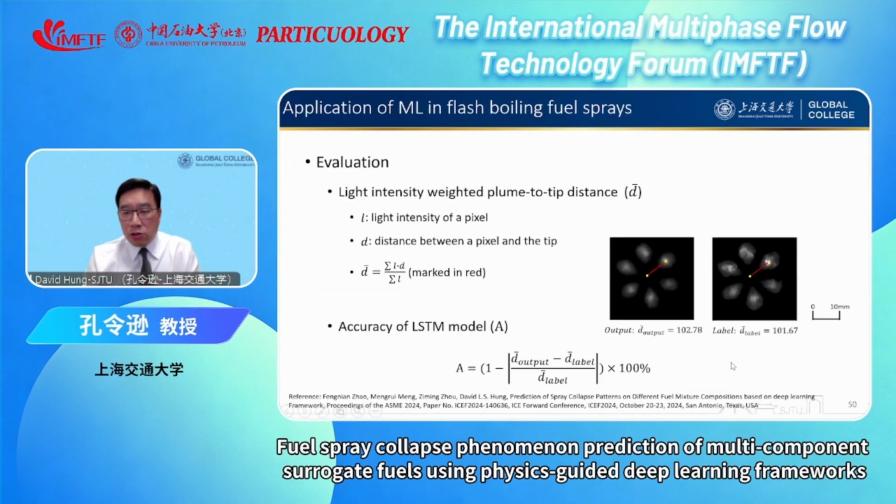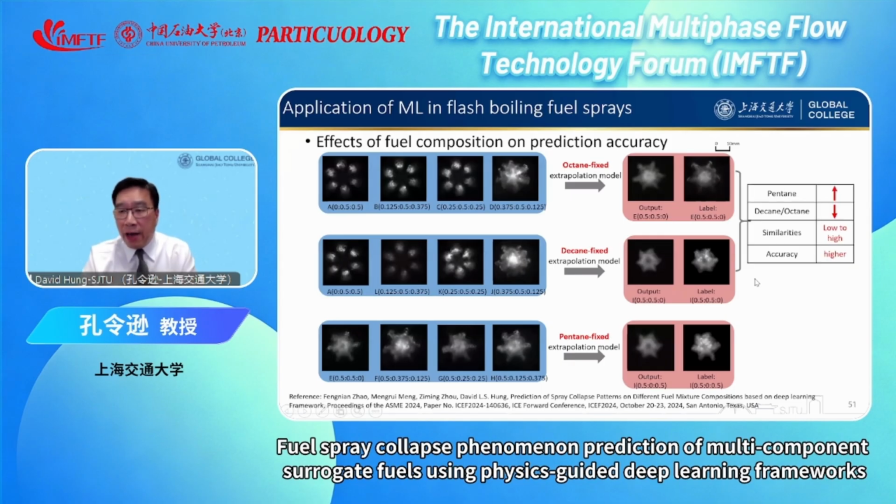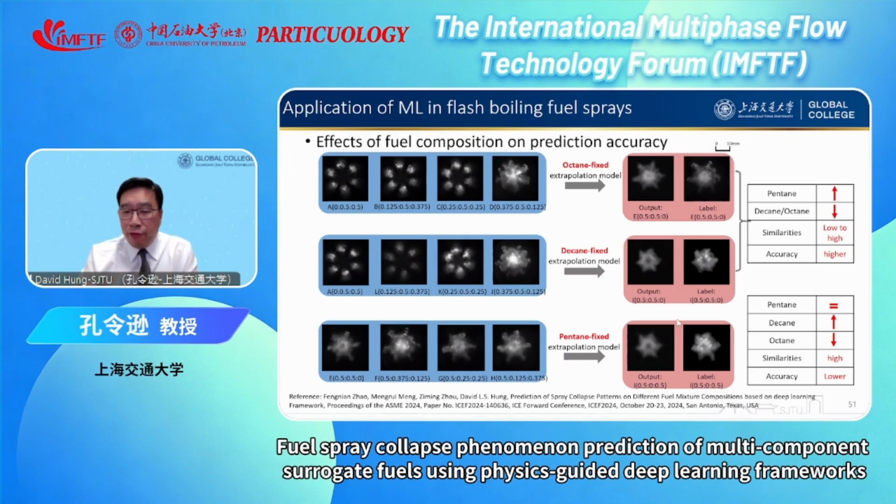So to make the story short, here is what we are experiencing. We fix octane, and this is what the prediction looks like for different combinations. We fix decane, this is what it looks like. And if we fix pentane, the prediction looks similar. All of them show very similar prediction, but as a matter of fact, the accuracy for higher pentane change when we fix octane seems to be more accurate in terms of prediction. Whereas if you fix the pentane and vary the octane and decane, the prediction accuracy is lower.